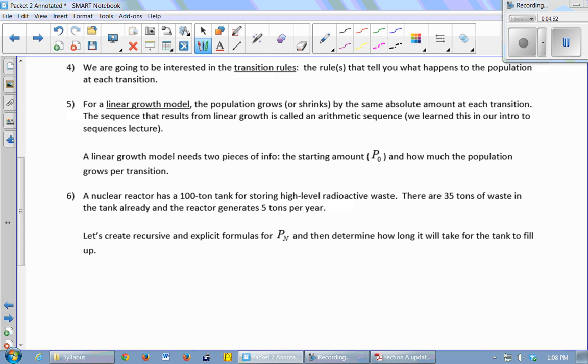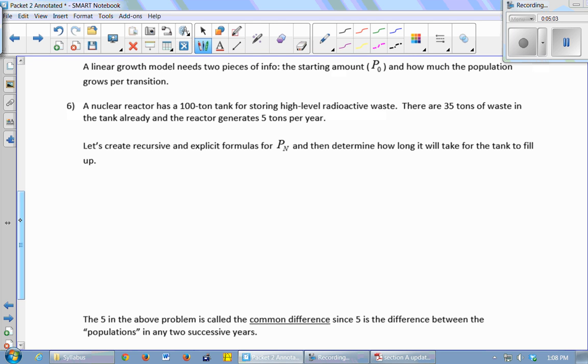A linear growth model needs 2 pieces of information to be able to describe it. You have to know how much you start with and how much it grows by at each transition. So here's an example. We have a nuclear reactor that has a 100-ton tank for storing high-level radioactive waste. There are 35 tons of waste in the tank already, and the reactor generates 5 tons per year. I want to create a recursive and an explicit formula for P sub n, which is going to represent how much waste is in the tank after n years. All right, so let's start with recursive.